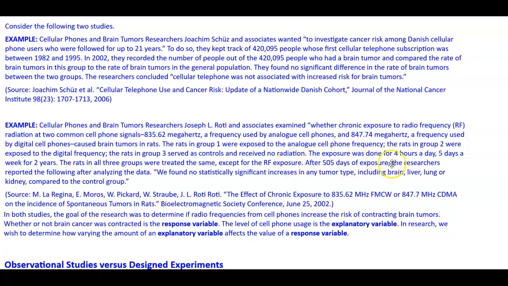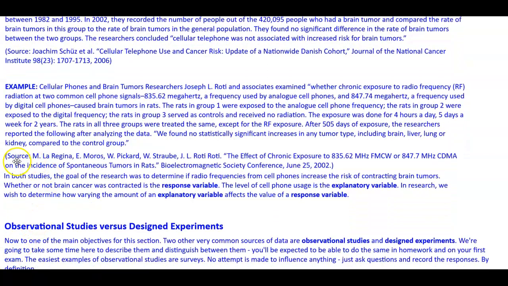The exposure was done for 4 hours a day, 5 days a week for 2 years. The rats in all three groups were treated the same except for the RF exposure. After 505 days of exposure, the researchers reported the following after analyzing the data. We found no statistically significant increases in any tumor type, including brain, liver, lung, or kidney compared to the control group. Now, here's the source.